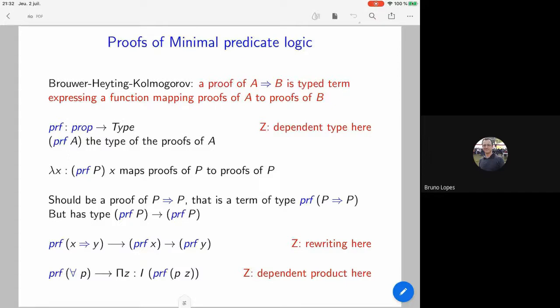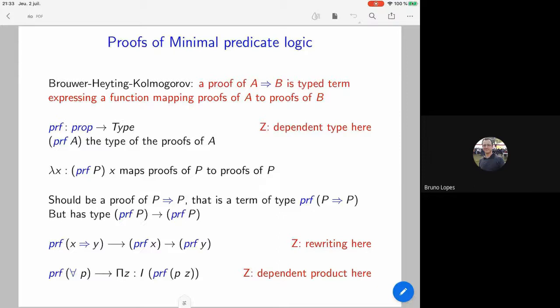But it's not a term of this type because, as any lambda term, it has an arrow type, and this arrow type is the arrow type of the functions mapping proofs of P to proofs of P. So the type is proofs of P, arrow, proofs of P. And you see that you have two arrows here. The double arrow, which is in blue, is the implication that we have defined in this theory. And the simple arrow, which is in black, is the primitive symbol of Dedukti.